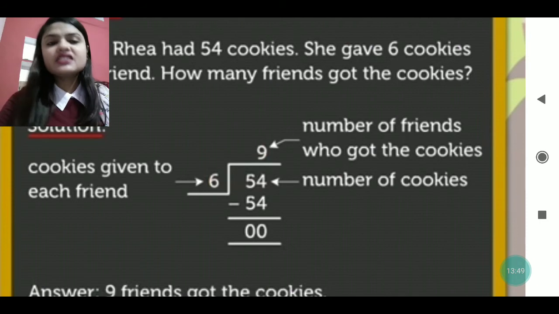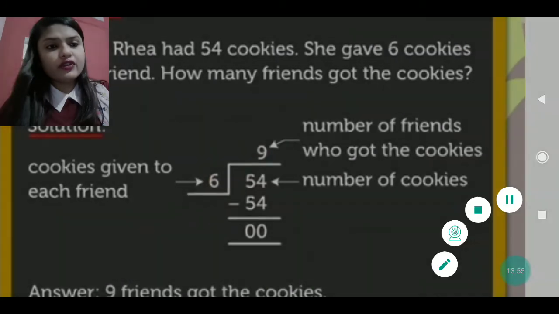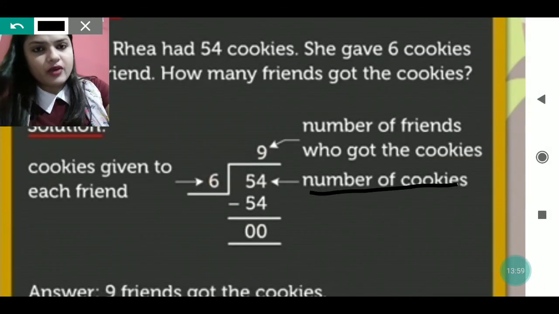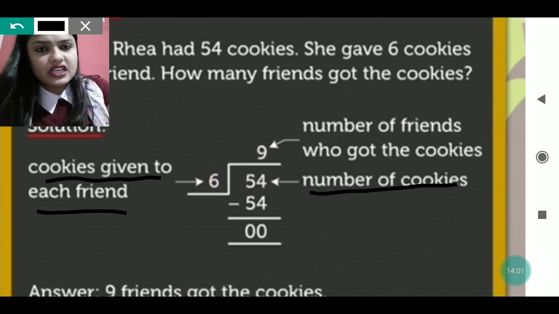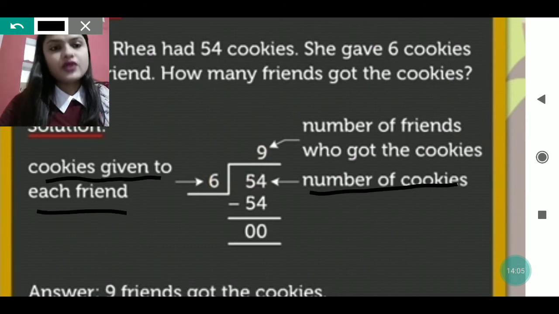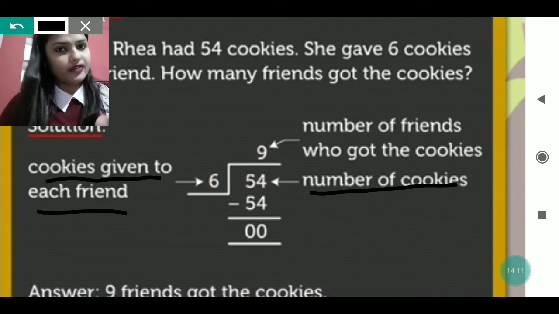So what will you write in the statement? In the statement you will write number of cookies. It is written here. But you will not write it in this way. You will write the whole statement on one side. Number of cookies given to each child. That much you will write, and you have to find the number of friends who got the cookies.